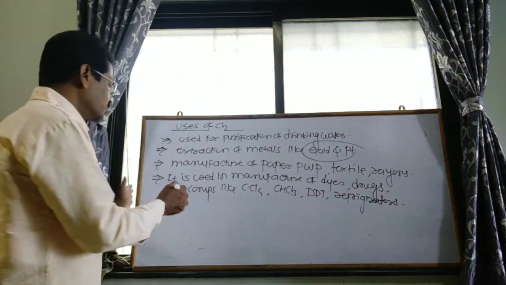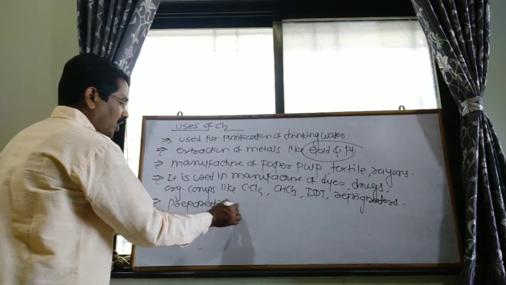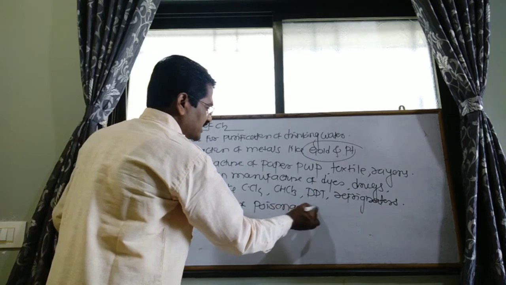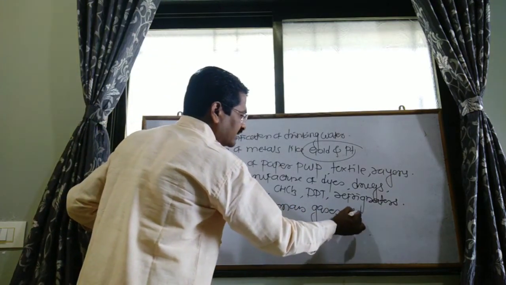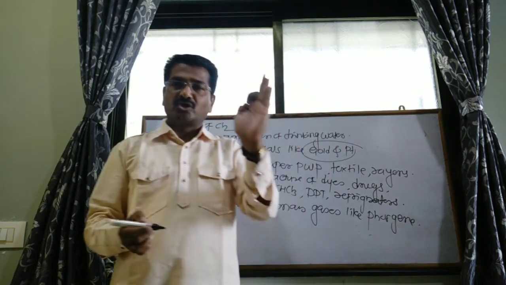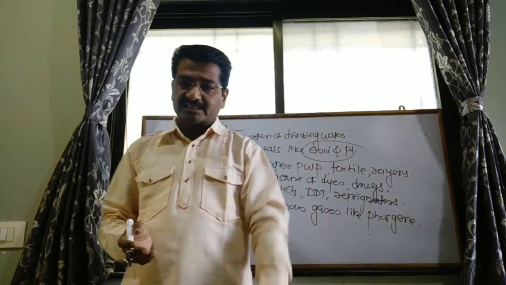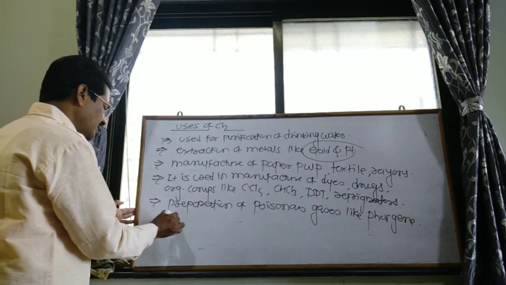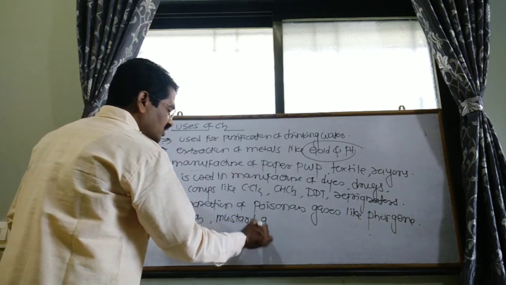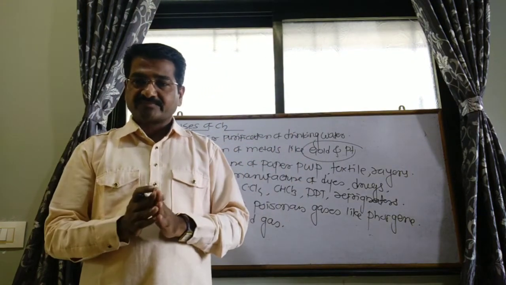Then chlorine is also used for the preparation of poisonous gases like phosgene, then tear gas and mustard gas. So all these poisonous gases can be prepared by using chlorine.